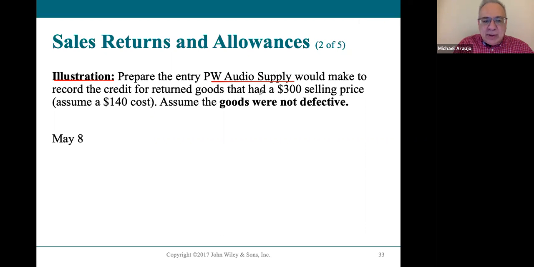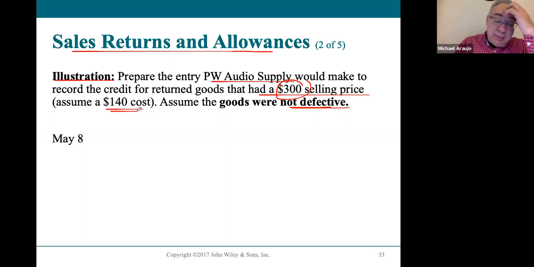They just got a box with a circuit back that they sold for $300. Well, what do they do with it? In most cases, they can sell it to another company. That's not illegal or wrong to do, particularly if the good is not defective and it can be used. So what they have to do is show it as a sales return allowance, this $300 coming back. And because they had a cost of 140, they're going to have to put it back in their inventory because they can sell it to somebody else.